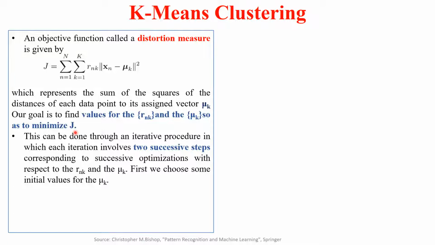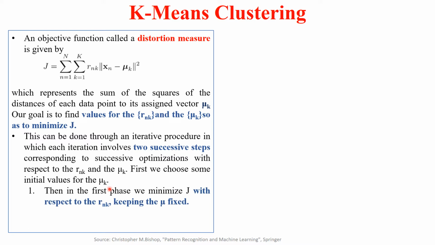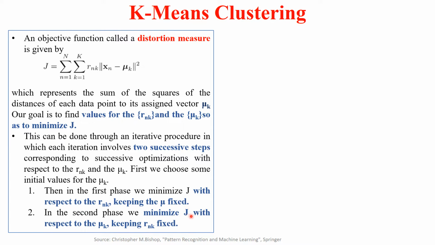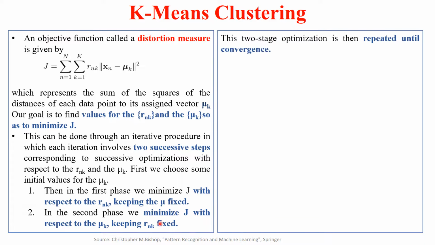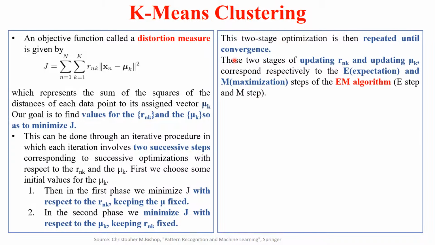Now this can be done through an iterative procedure in which each iteration involves two successive steps corresponding to successive optimizations with respect to r nk and mu k. First we choose some initial values for mu k. Then in the first phase we minimize J with respect to r suffix nk, keeping mu k fixed. In the second phase we minimize J with respect to mu k, keeping r suffix nk fixed. This two-stage optimization is repeated until convergence.